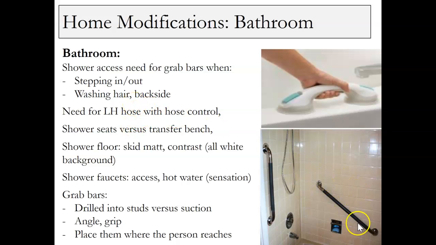So they have to stand up to get their backside to wash, stepping in and out. The long-handled hose, which is what this is right here, those are good. Ideally, it has controls on the hose itself, so they don't have to work the faucet. So you can just leave the hose on the ground right there, and they can just pick it up and do what they need to do to wash up. You don't have to reach way up here or reach way out here. Skid mat.